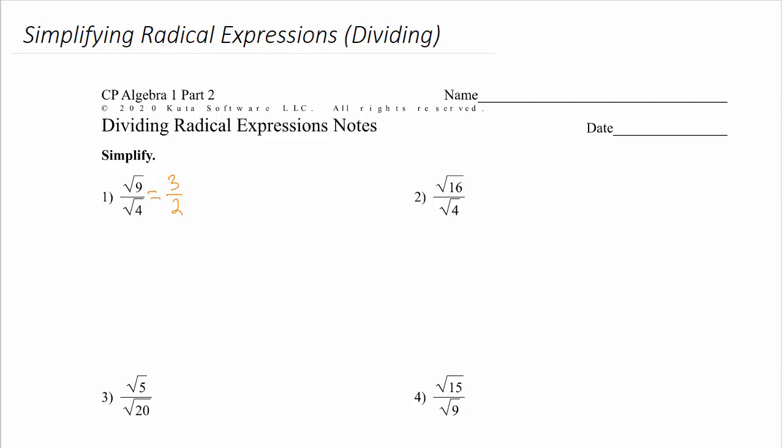We have the square root of 16 over the square root of 4. Both of these, again, are perfect squares. The square root of 16 is 4. The square root of 4 is 2. It's 4 over 2. But wait, we're not done. Why? We can reduce. 4 divided by 2 is simply 2. Always ask yourself before you're done, is there anything else I can do? Let's look on to the next one.